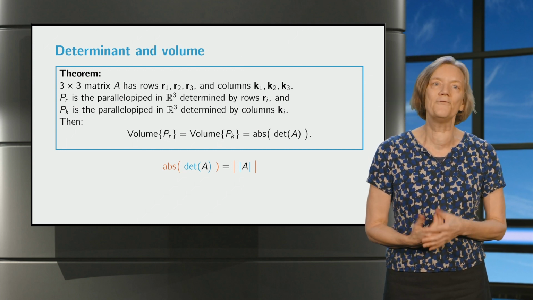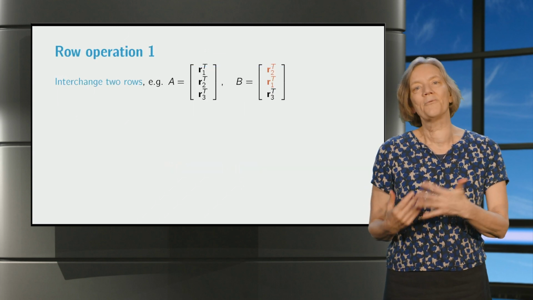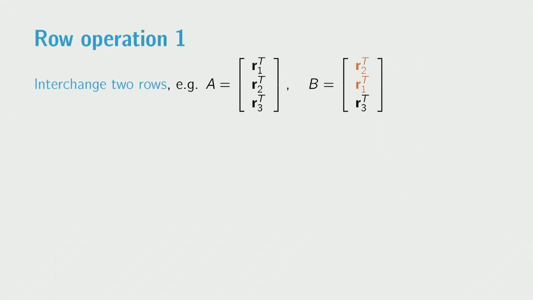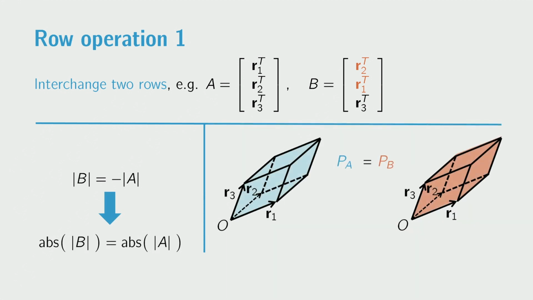To answer that, we first investigate the effects of row operations. The first row operation is to interchange two rows. For example, interchanging the first two rows of A gives matrix B. We know that the determinant of B is minus the determinant of A. However, their absolute values are the same. Just the order of the rows has changed, so the parallelepiped determined by the rows of B is the same one as for A, and its volume is the same. So this row operation does not change the absolute value of the determinant, and it does not change the volume.